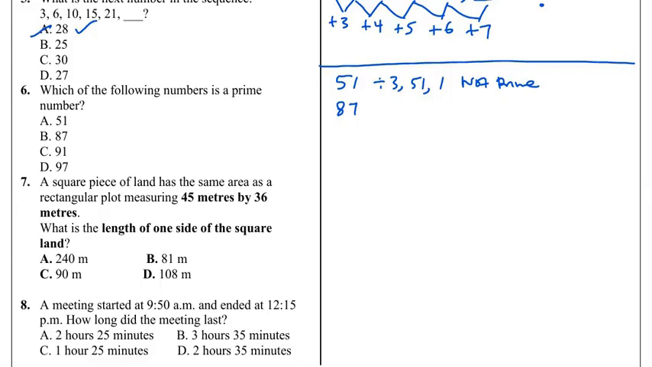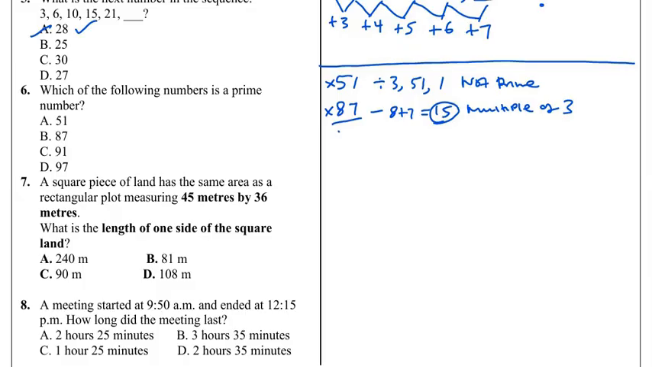We can check 87. 8 plus 7 will give us 15. 8 plus 7 is equal to 15. And this one is a multiple of 3, meaning it is divisible by 3. So this is not prime also.